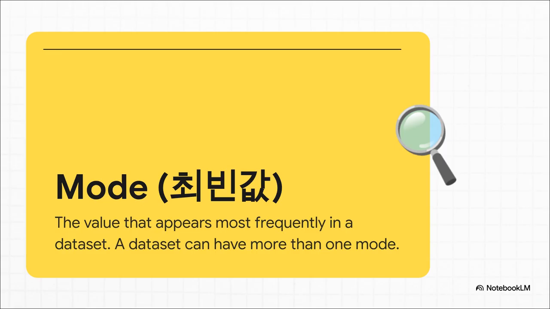And rounding out our first set of tools, we have the mode. The mode is just the number that shows up the most often. That's it. And what's really cool about the mode is you can use it for stuff that isn't even numbers, like, say, the most popular pizza topping in a survey. A dataset can even have more than one mode, which is pretty neat.